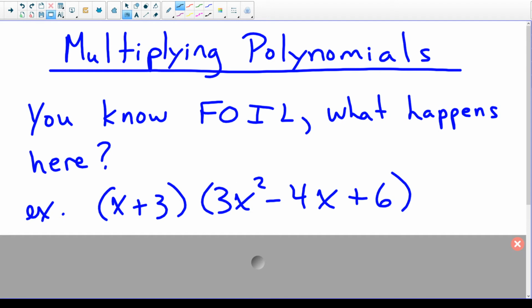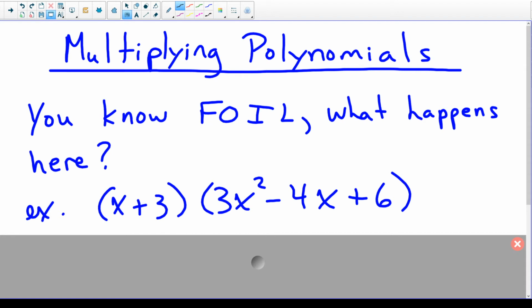But if you prefer your own methods, that's fine. All right. And I'm going to warm you up with this little easy one here. What happens if you can't use FOIL? Now remember, FOIL is just an acronym to help us do binomial times binomial.